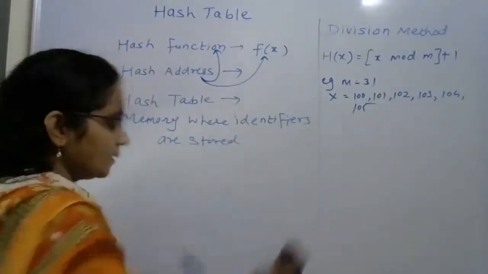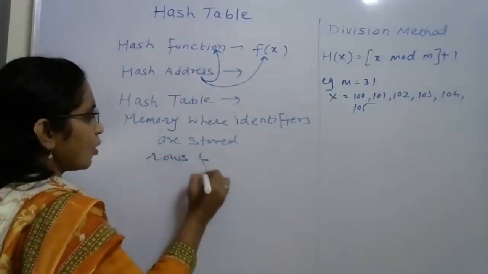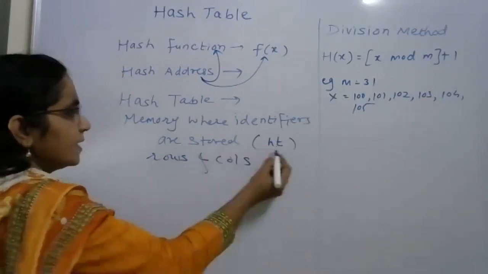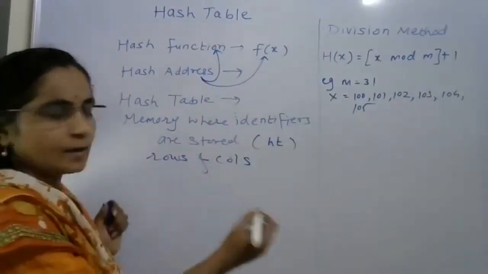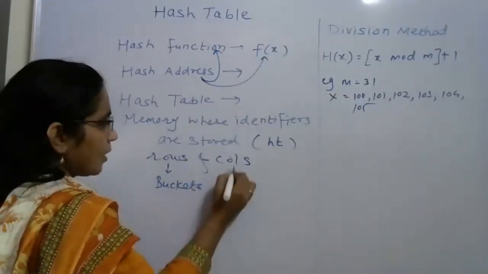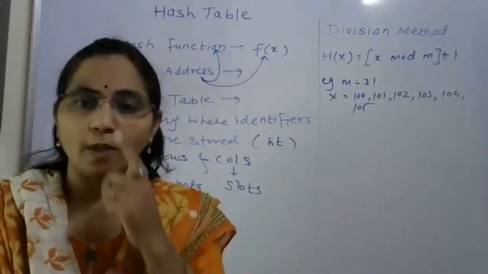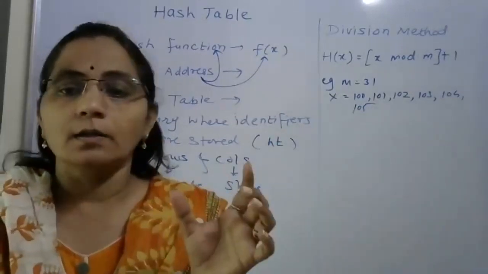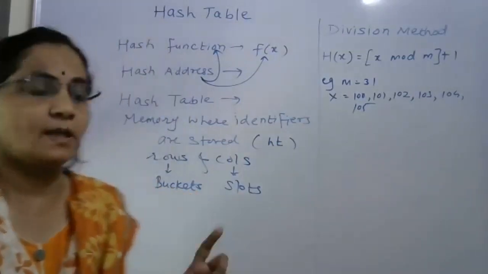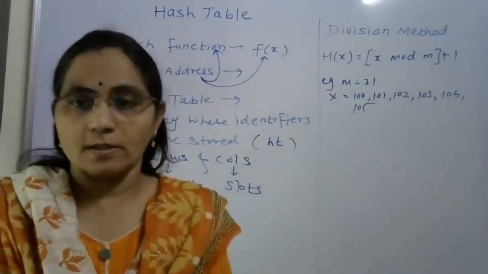As it is a table, the table is divided into a number of rows and columns. The rows are called buckets and the columns are called slots. We are all aware of the concept of a table; it is nothing but a combination of a number of rows and columns. In a very similar way, here the hash table is divided into a number of buckets and slots.